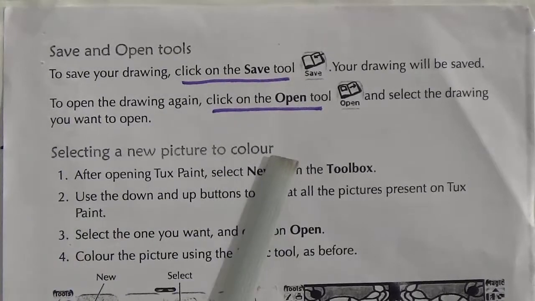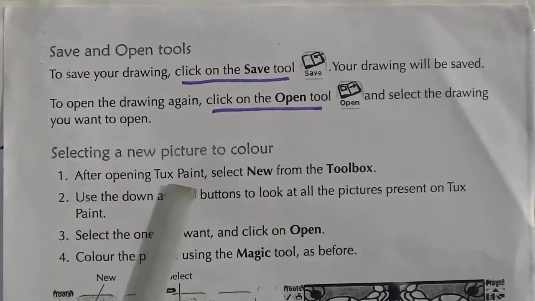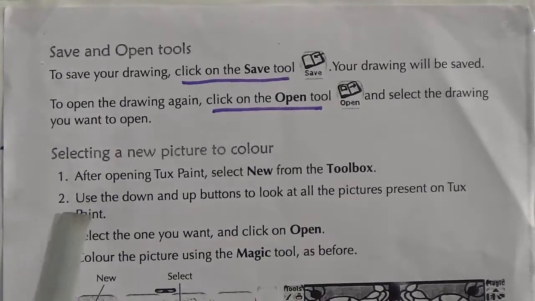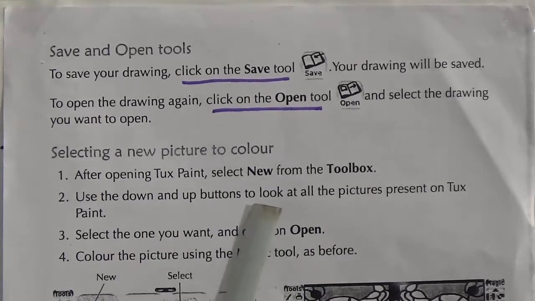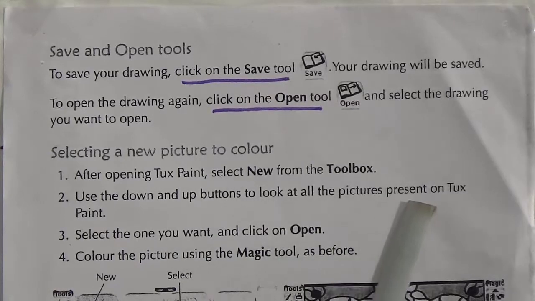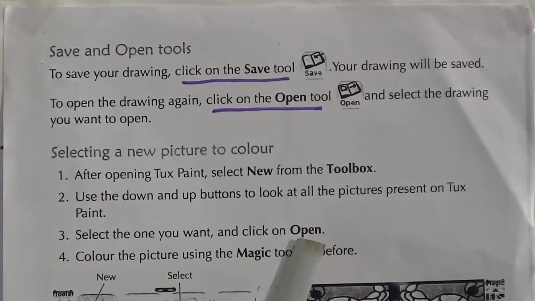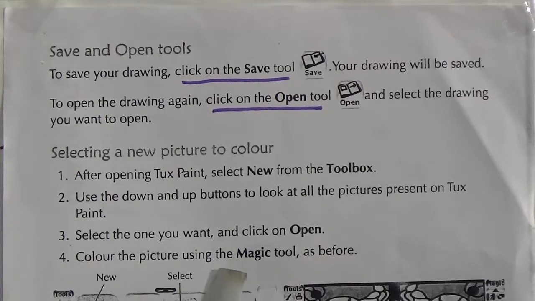Selecting a new picture to color. After opening the task pane, select new from the toolbox. Number 2, use the down and up buttons to look at all the pictures present in the task pane. Select the one you want and click on open. Color the picture using the magic tool as before.